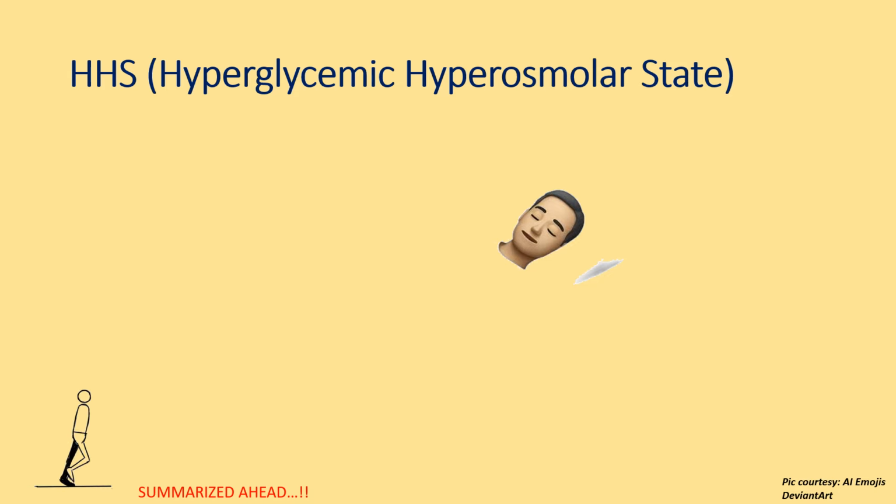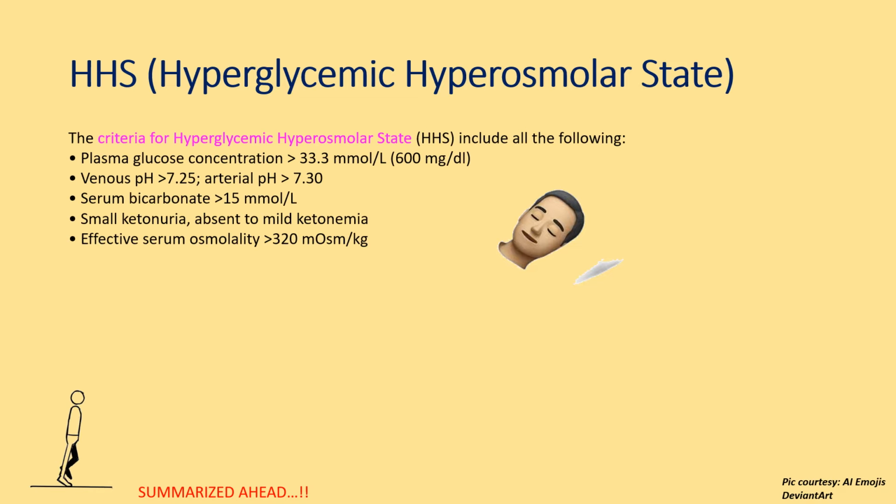Now coming on to a closely related subject, hyperglycemic hyperosmolar state. The criteria include all of the following, that is plasma glucose more than 33.3 millimoles per liter, that is 600 milligrams per deciliter. Venous pH more than 7.25 and arterial pH more than 7.3. In DKA, venous pH is less than 7.3.